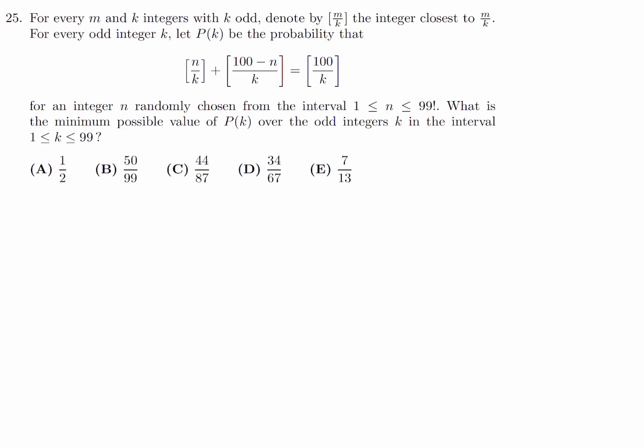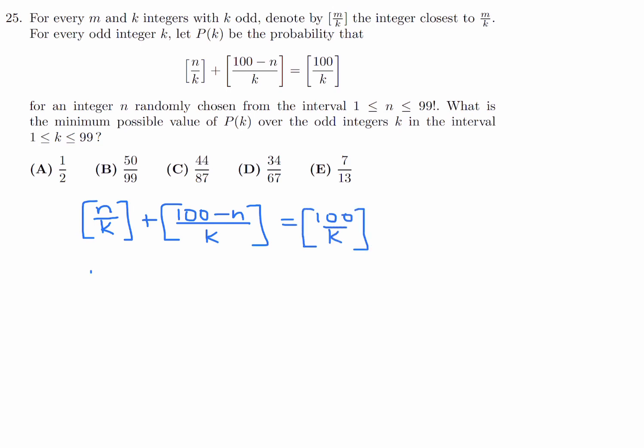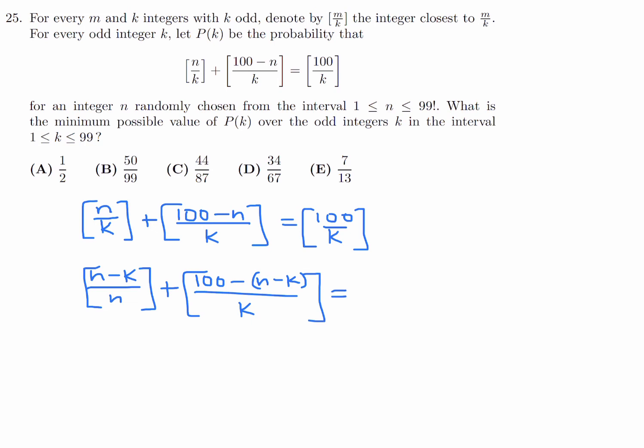Well, the first thing I'd like to help you notice is that if you take the original equation they give you, and instead of n you substitute n minus k, it still remains valid, right? You can put that in there. So this becomes 100 minus n minus k, and this side is, of course, unchanged as 100 over k.